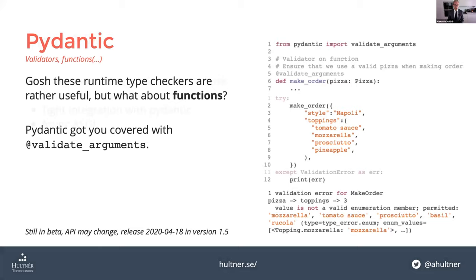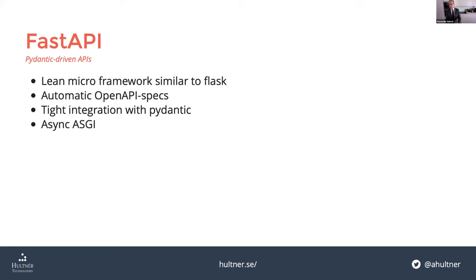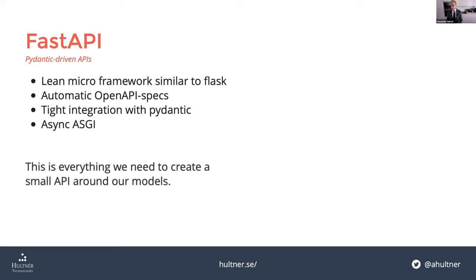And now let's go ahead to FastAPI. FastAPI is a micro framework very similar to Flask, and it adds some very nice API functions, such as automatically generating OpenAPI specs. It's very tightly integrated with Pydantic. So even though the models are very portable and can be used anywhere, they are especially good with FastAPI. It's async ASGI based on Starlette. And this is everything we need to make an API.